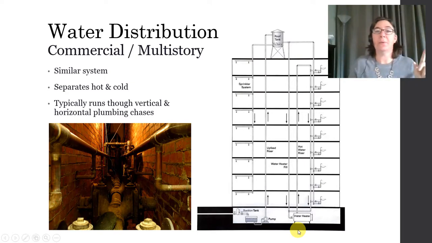Let's also talk about the other water system in this illustration. It's on the left-hand side. It is the fire sprinklers. You can see that this same water tank is providing pressure to the sprinkler systems also on these different floors.